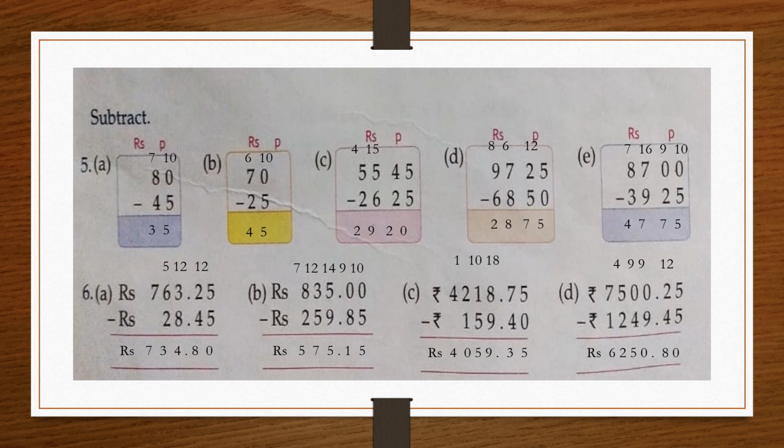9 minus 9 is 0. Then again 9 minus 4 is 5. And 5 is reduced to 4. So 4 minus 2 is 2. And 7 minus 1 is 6. The way you do the subtraction, the same process. The ordinary numbers you have to subtract. Only keep in mind that in money, from the right, you have to count 2 digits and then place the point there, as it will separate rupees and paisa.